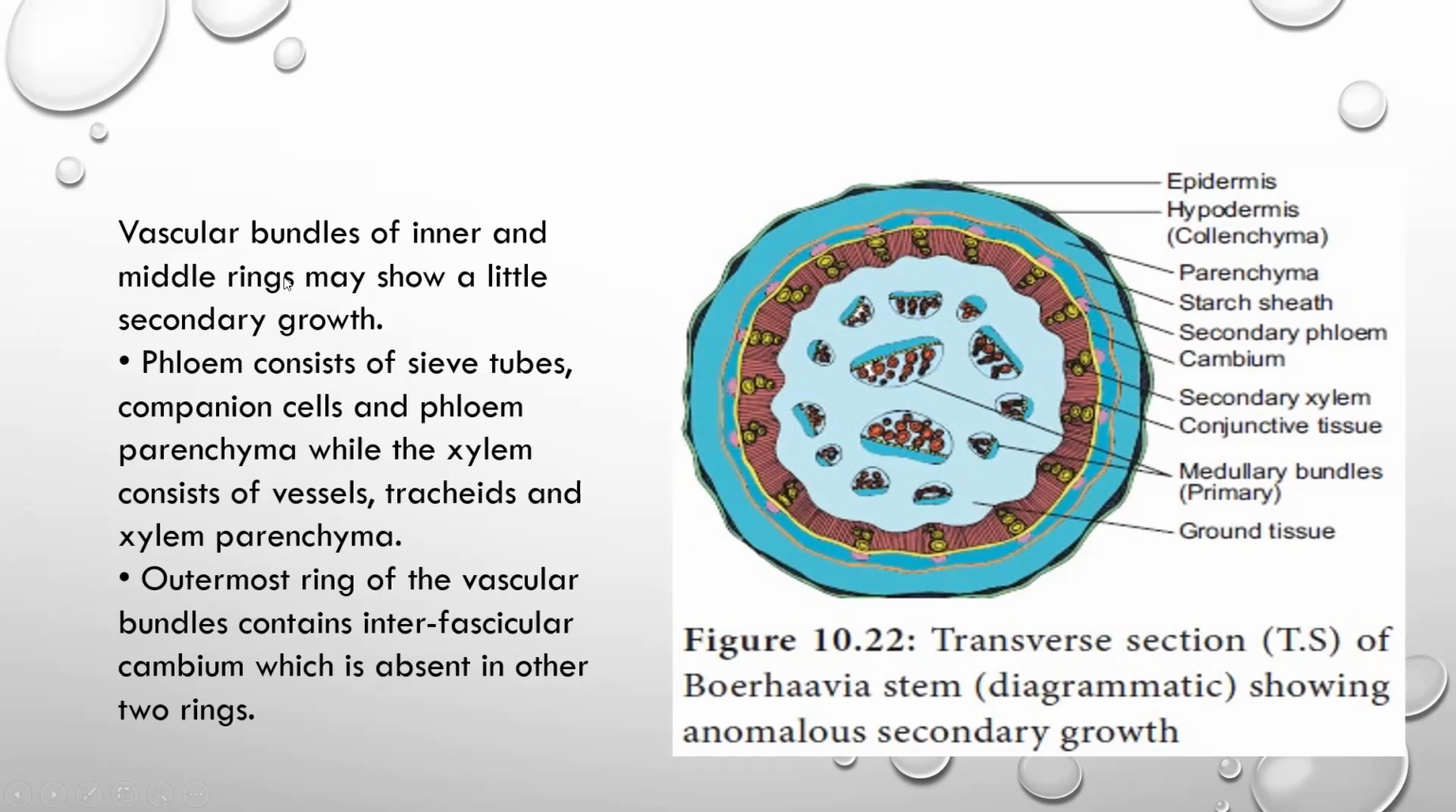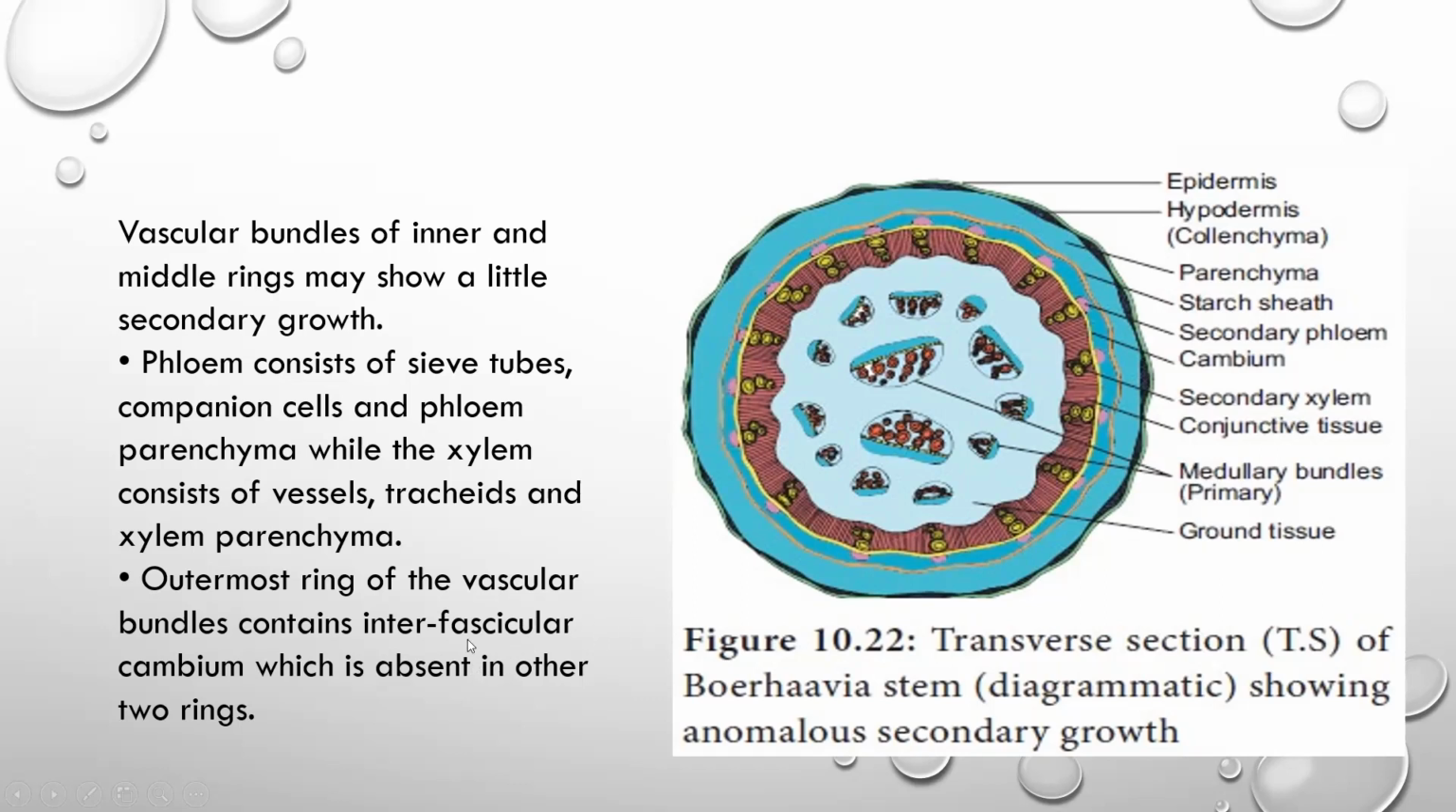The vascular bundles of inner and middle rings may show little secondary growth. The phloem consists of sieve tubes, companion cells, and phloem parenchyma, while the xylem consists of vessels, tracheids, and xylem parenchyma. The outermost ring of vascular bundles contains intervascular cambium, which is absent in the other 2 rings. Only in the outermost ring is this intervascular cambium present, whereas it is absent in the inner and middle rings.